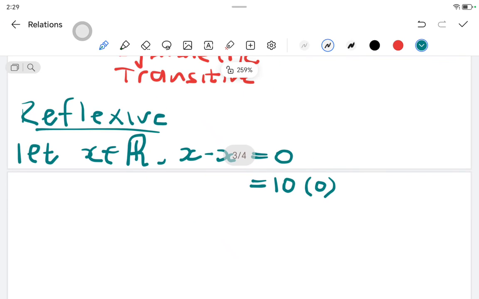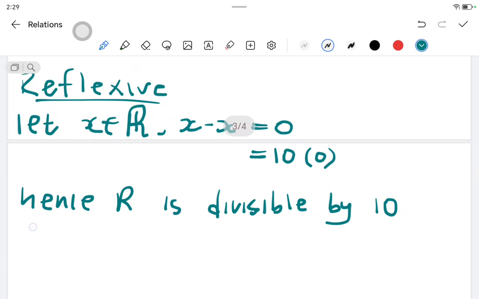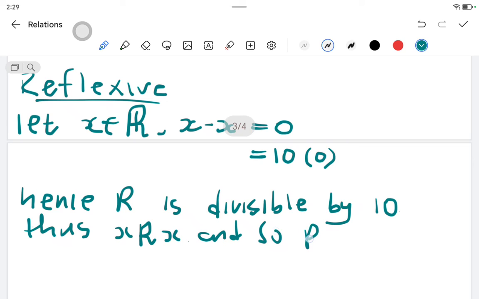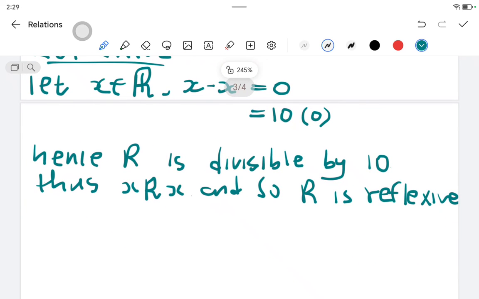Hence x minus x is divisible by 10. Thus x is related to x, and so R is reflexive. So we've checked reflexive. Now we come to check symmetric.